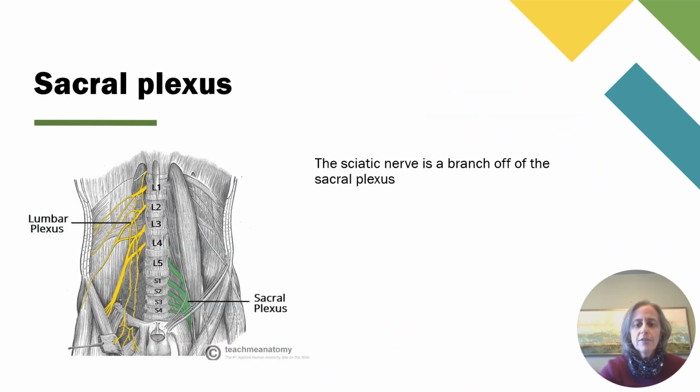The sciatic nerve comes off of the sacral plexus, which is shown in green here. I hope you can see it, because it's coming out of the sacral area of the vertebral column. Those nerve roots are, again, kind of meshing together and then separating, and the sciatic nerve is a branch off of this sacral plexus.